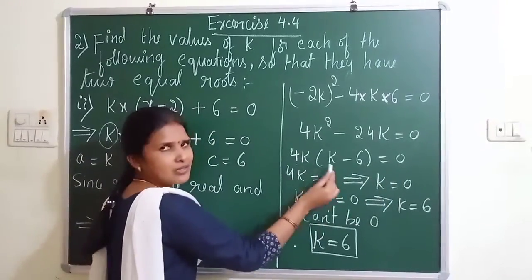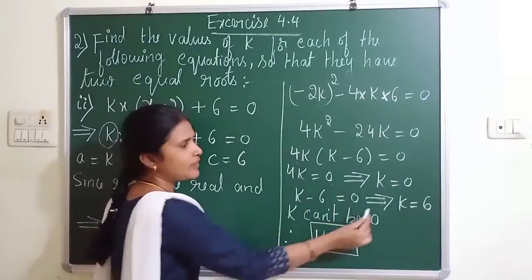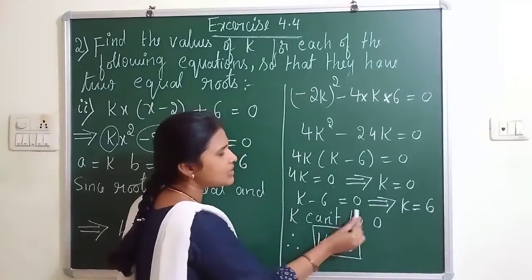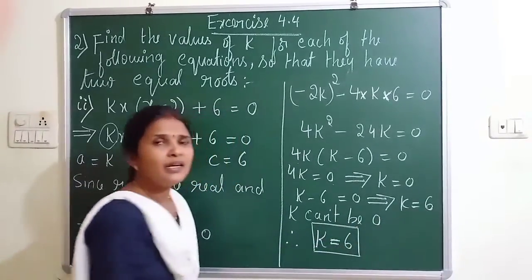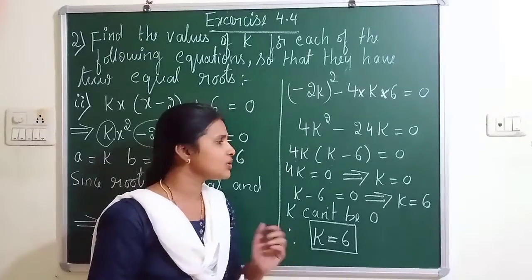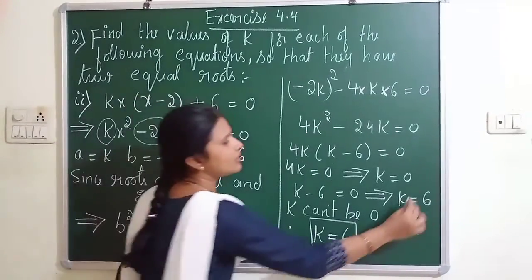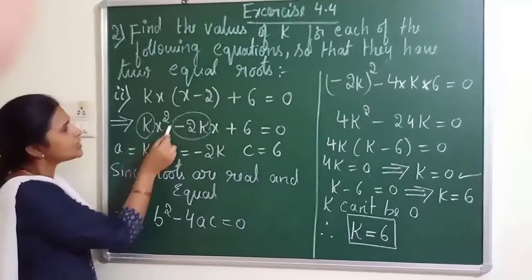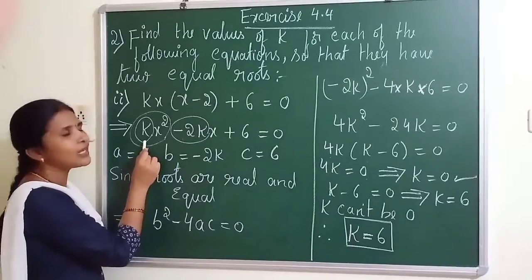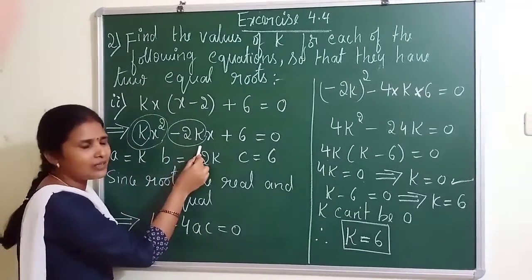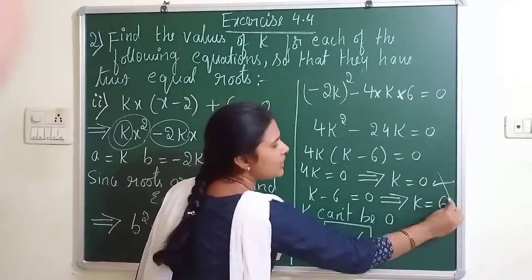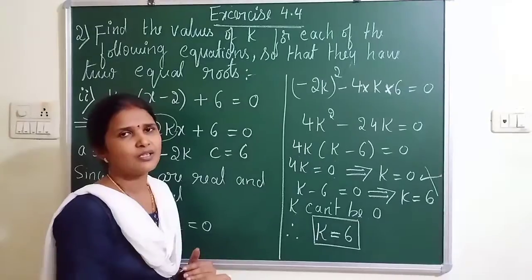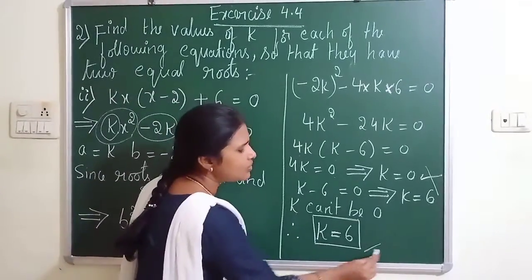So I got two factors. If I equate 4k equal to 0, this implies k equal to 0 divided by 4, that is 0. And k minus 6 equal to 0, k equal to 6. Here we got both k as 0 and also 6. But which do we have to consider? Once you check here, if k is 0, suppose I put k as 0 here, this full term becomes 0. So it cannot be quadratic. It becomes linear. Therefore, in this case, k cannot be 0. Why? Because the equation becomes linear instead of quadratic. Therefore, k equal to 6.